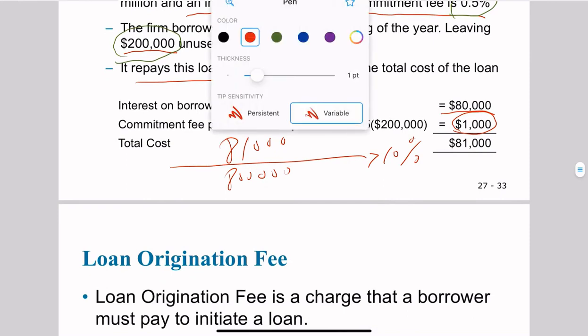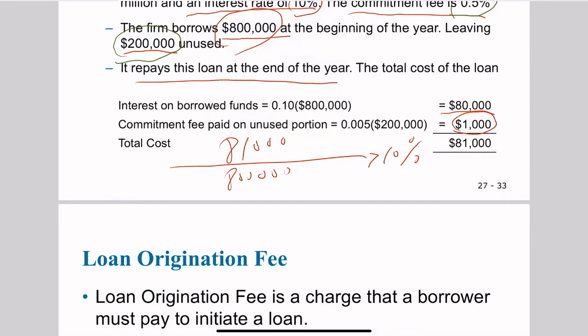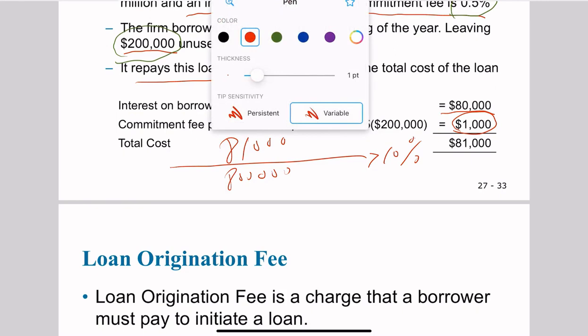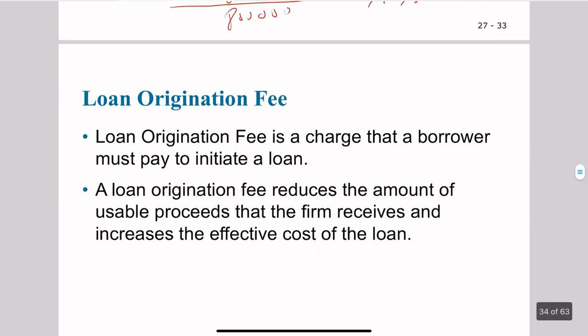Okay. The second type of fee we're going to talk about is the loan origination fee. This is a fee the firm has to pay when it initiates the loan from the bank. Since it's a fee, when the firm gets money from the bank, it has to pay the fee. So the fee will effectively reduce the amount of cash the firm can get from the bank. And this will again increase the effective interest rate of the loan.